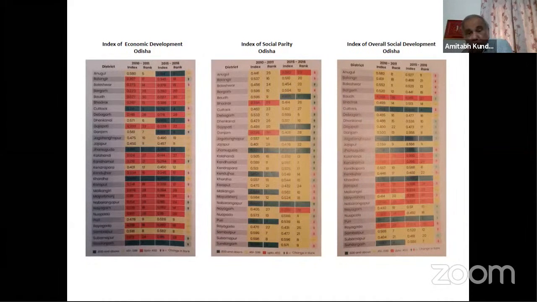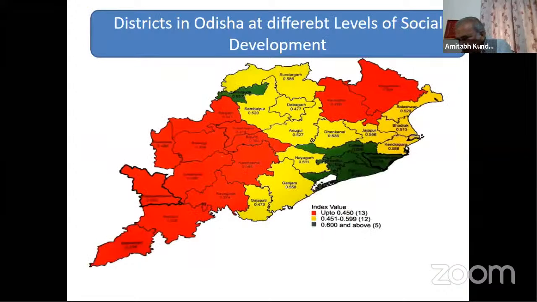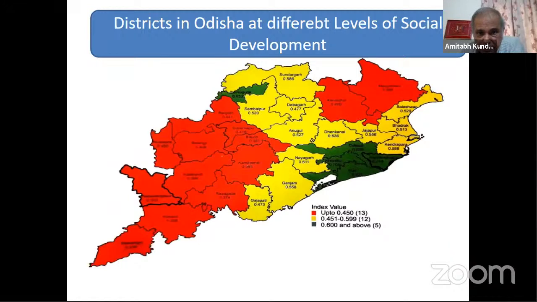Now you see, you go to the next one, please. What this really maps is the vulnerable areas. The green ones are doing somewhat better. The yellow ones are showing at the middle level, and the red districts are showing very low level of social development. Now, how we went about it, let me take just 1 minute to explain the methodology.